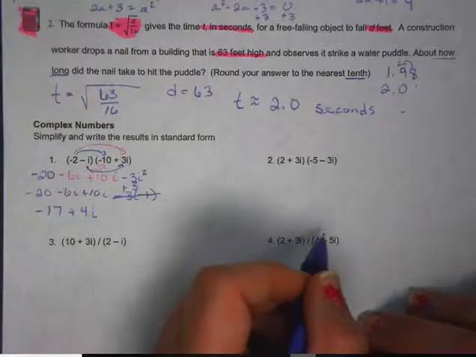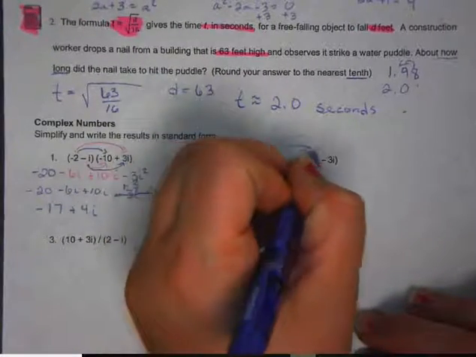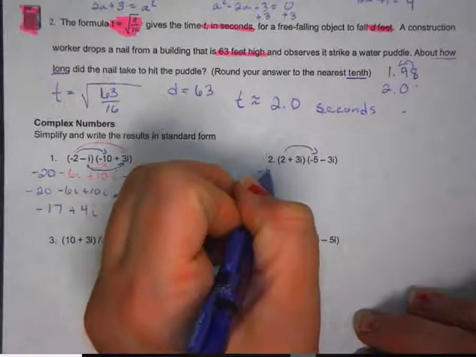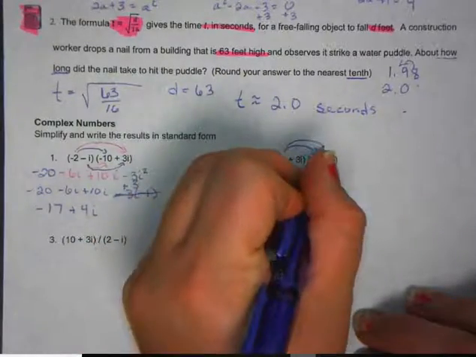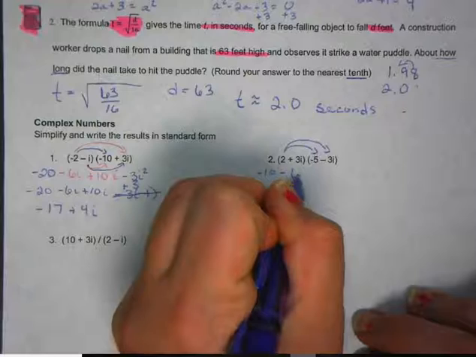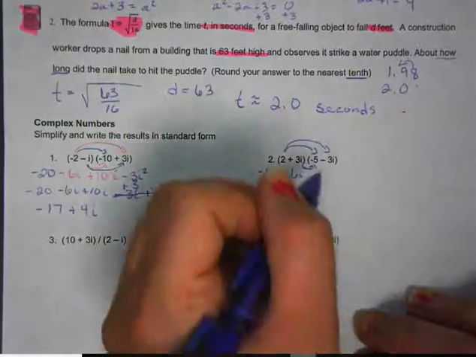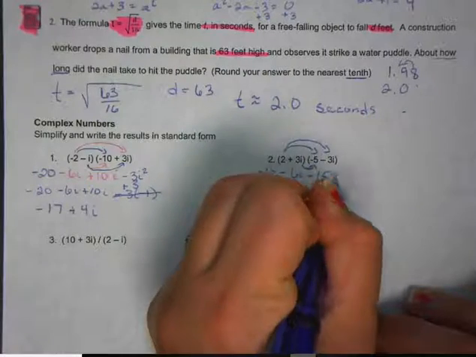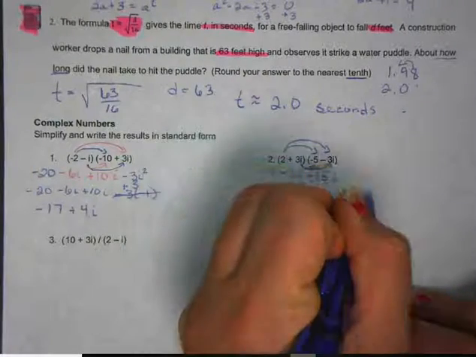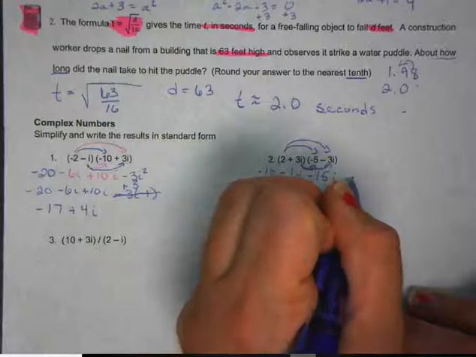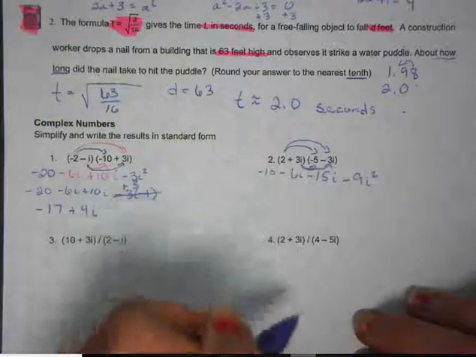So let's do number 2. 2 times negative 5 is going to be negative 10. 2 times negative 3i is negative 6i. 3 times negative i times negative 5 is negative 15i. And 3i times negative 3i is negative 9i squared.